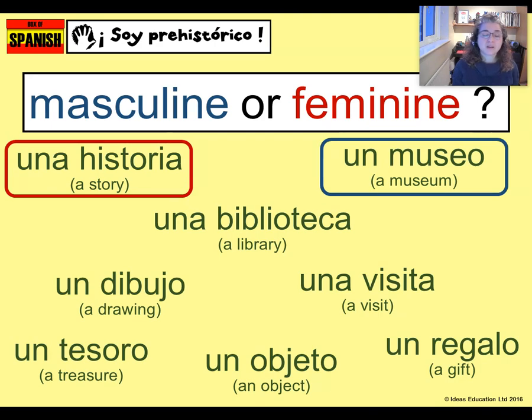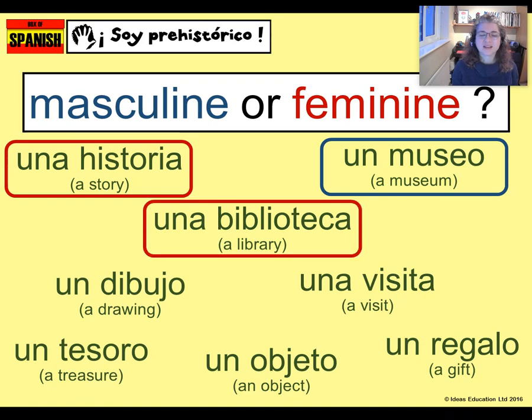The next one is una biblioteca. Una biblioteca. Is that a masculine word or a feminine word, do you think? A masculine word or a feminine word? You worked it out? It's feminine because it starts with una and it ends in a.